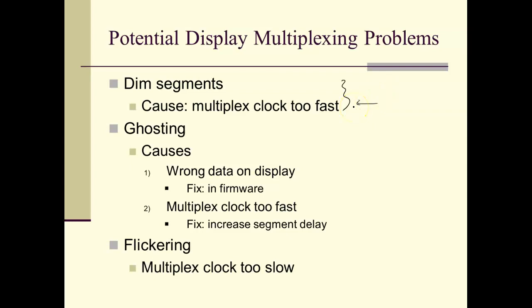The second thing is that it can ghost, which means it has little dim segments lit up, and that can be from two things. Once again, the clock may be too fast. Also, if you have the wrong data on the wrong display at the wrong time, it is going to appear like a very dim display, so you have to fix your algorithm in this case. And lastly, if it's flickering, it's just too slow, so you have to fix the multiplex clock, however you're multiplexing here. Essentially, this is the opposite of that.